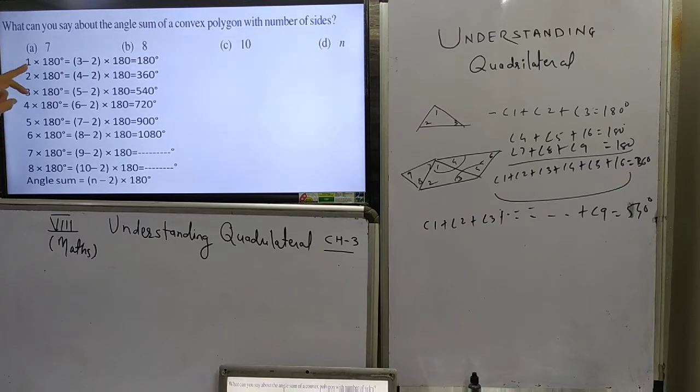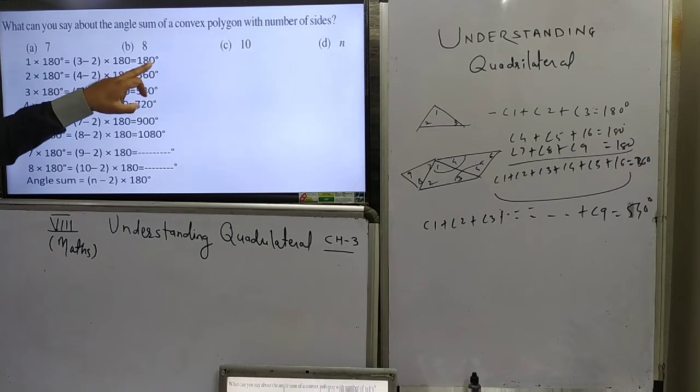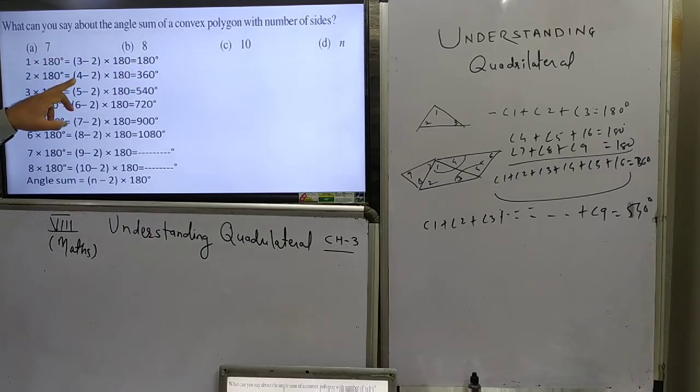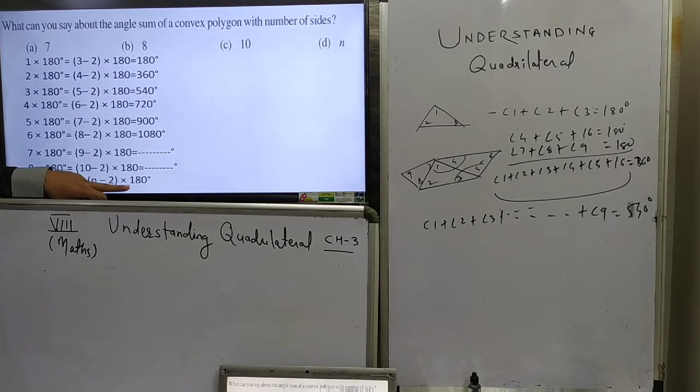So it means that if a triangle is there, then 1 into 180 means (3 minus 2) into 180. If a quadrilateral is there, then 2 into 180, that is (4 minus 2) into 180. If a pentagon is there, having 5 sides, then (5 minus 2) into 180, that is 3 into 180. If a hexagon is there, it means (6 minus 2) into 180, that is 4 into 180, that is 720. Likewise, we continue the problem. Then if the number of sides of a polygon is n, the angle sum of the polygon equals (n minus 2) into 180 degrees.